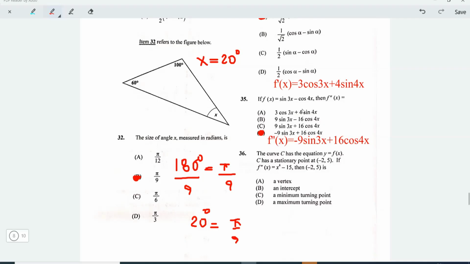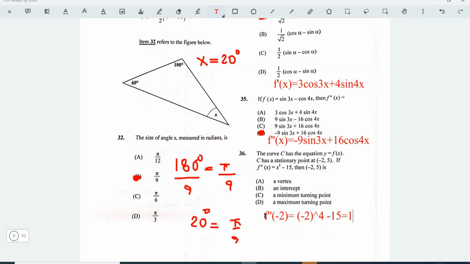Good. Now it tells us that a curve has a stationary point at minus 2, 5. It says if f double prime of x is x to the 4 minus 15, what is the nature of minus 2, 5? First thing you need to do is find f double prime of minus 2. That's going to be minus 2 raised to the 4th power, which is 16, minus 15, which is 1.